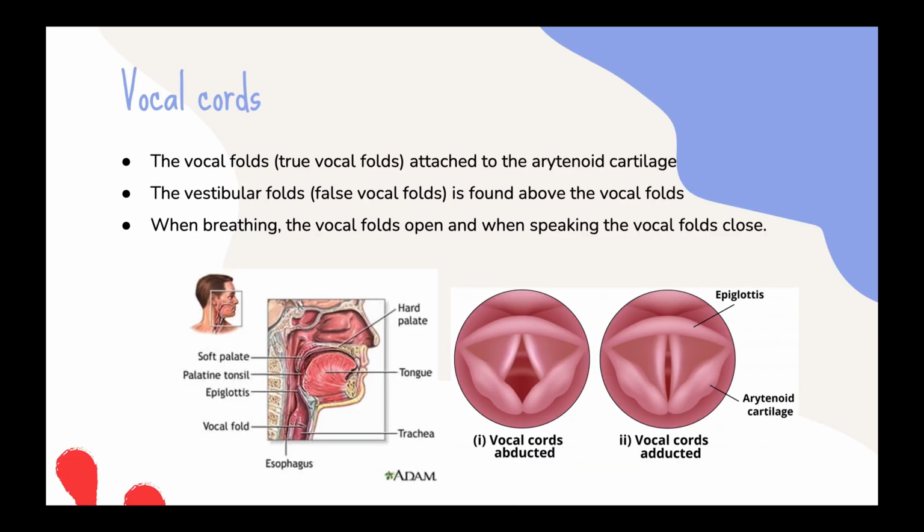Vocal cords. The vocal folds, or you can call them the two vocal folds, are attached to the arytenoid cartilage. The vestibular folds, or you can call them the false vocal cords, are found above the vocal folds. And when breathing, the vocal folds open, and when speaking, the vocal folds close. So this is when breathing, and this is when speaking.